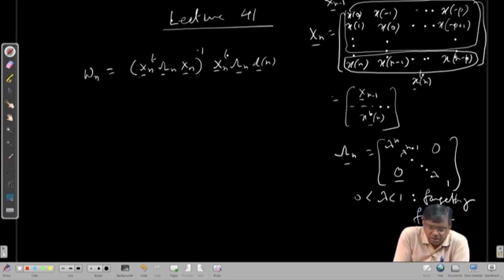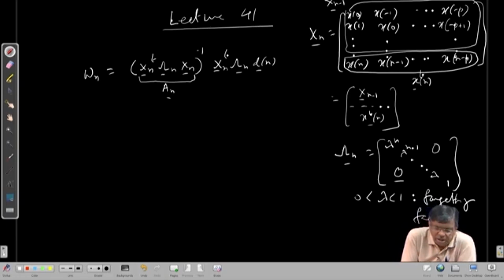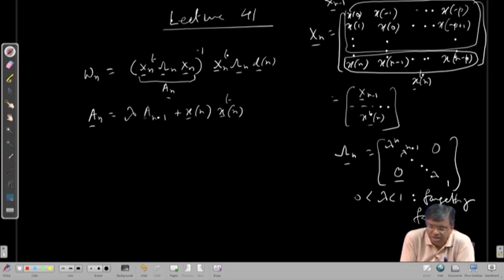And here we assumed that this matrix, we call it A n, is invertible, and that is where the problem is. These are all results which have been derived in the previous lectures, so we will not redo them, only recall them. Then A n was related to the same matrix at the n minus 1th clock, like this. And then assuming that both A n and A n minus 1 are invertible, we use the matrix inversion lemma.